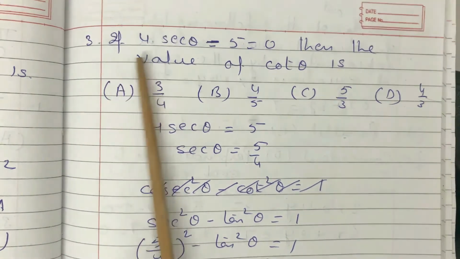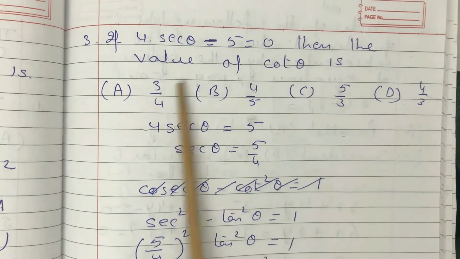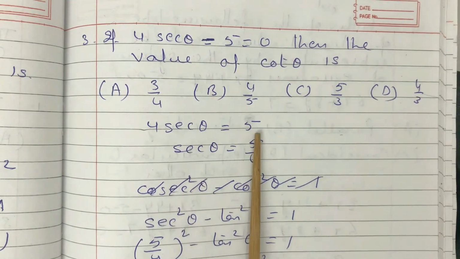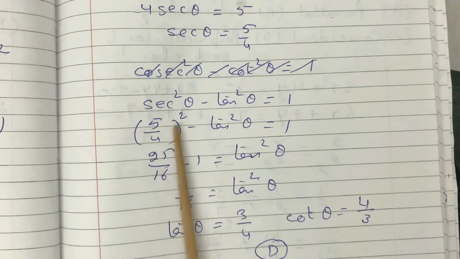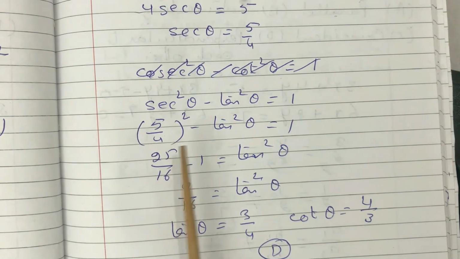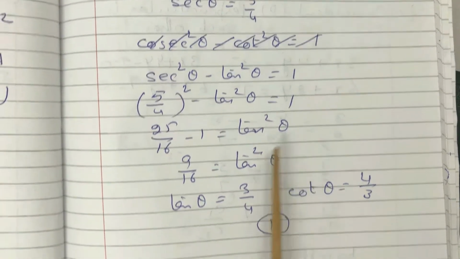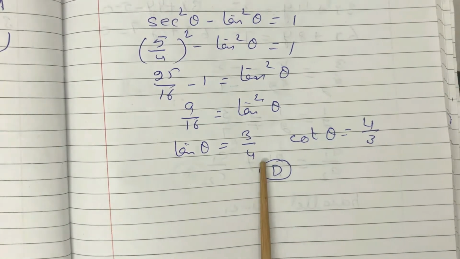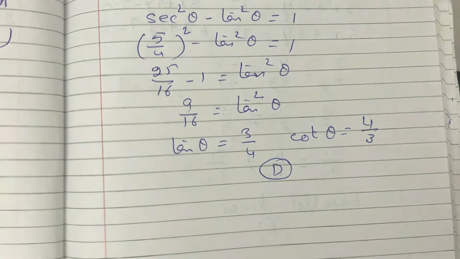Now the third question, if 4 sec theta minus 5 is equal to 0, then value of cot theta is, again there are 4 options here. 4 sec theta is 5, sec theta is 5 by 4. Now write the formula, sec square theta minus tan square theta is 1. Instead of sec theta, write 5 by 4. So we'll have 5 by 4 whole square minus tan square theta is equal to 1. It means 9 by 16 is equal to tan square theta. Tan theta is 3 by 4. So cot theta is 4 by 3. So D is the option.